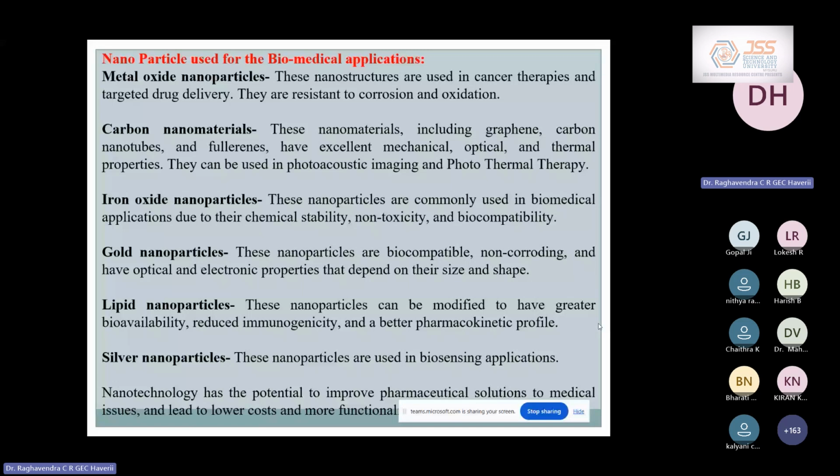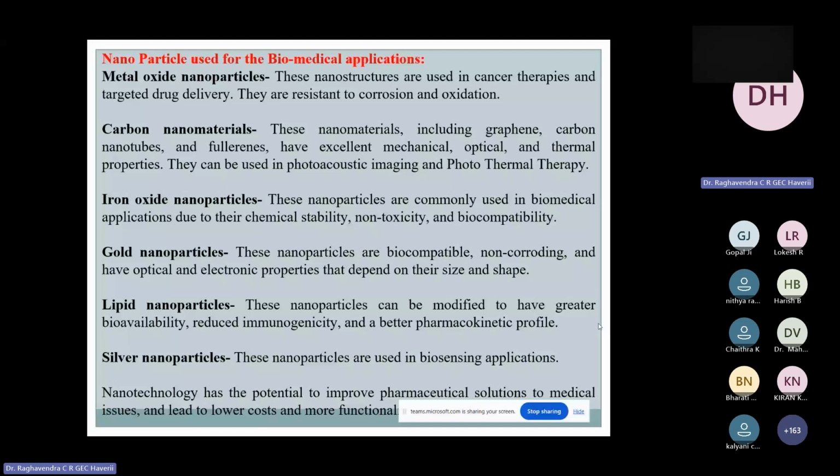Carbon nanoparticles are the other ones. The carbon nanoparticles can be graphene or any carbon nanomaterials, including graphene, carbon nanotubes, or fullerenes, which have excellent mechanical, optical, and thermal properties, and are used in photoacoustic imaging and photothermal therapies.